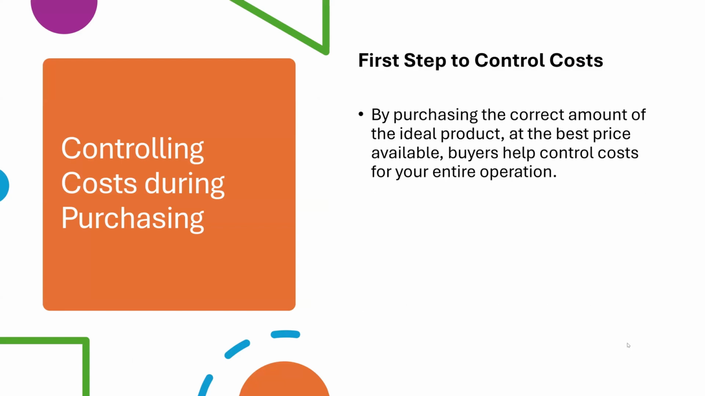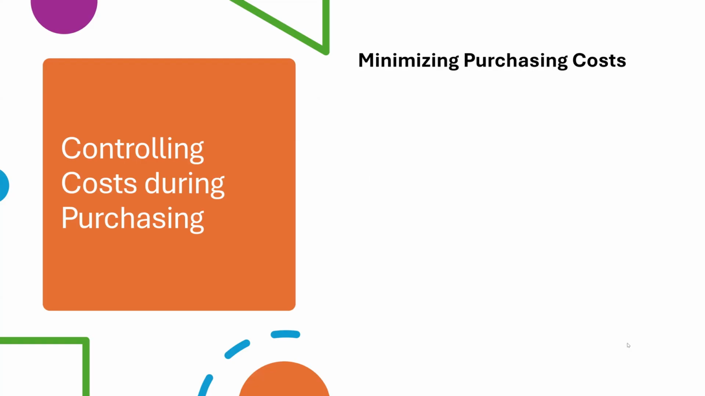So what are the first steps to cost control? We need to purchase the correct amount of ideal product at the best price available, right? We don't want to skimp on quality, but we want to buy the correct amount of the ideal product at the best price available. And that's where the buyers help control costs for the entire organization.